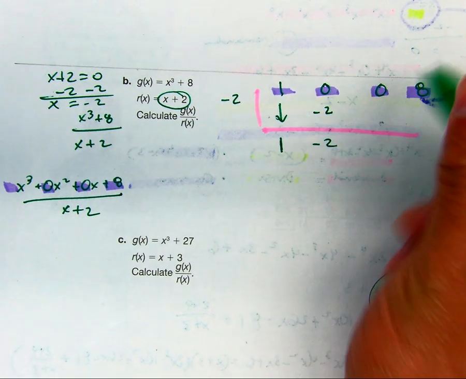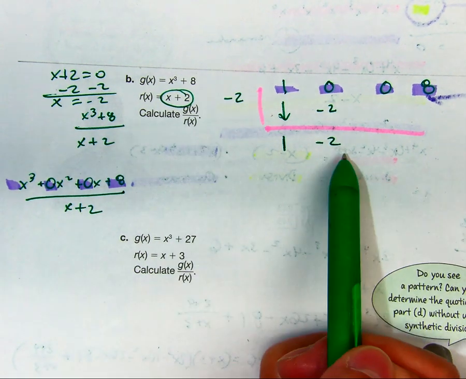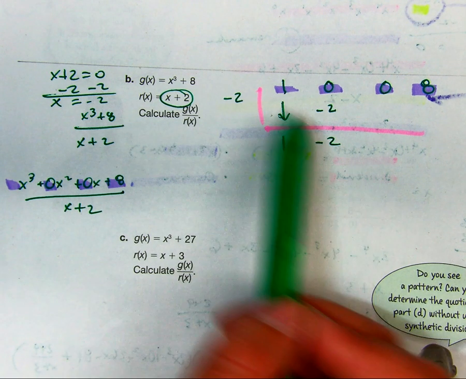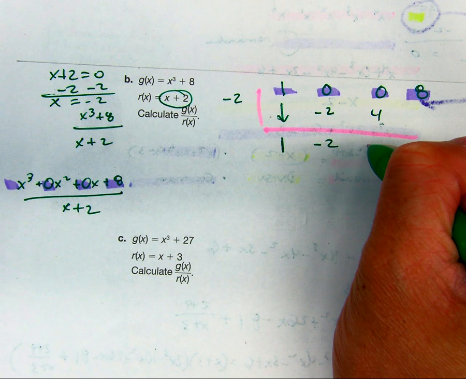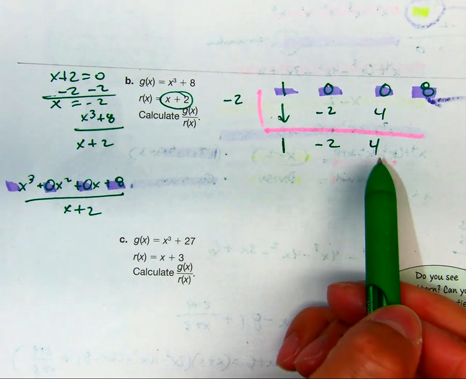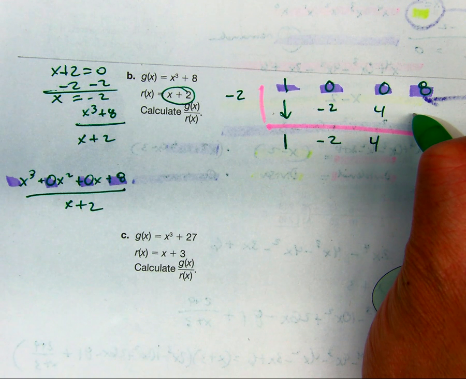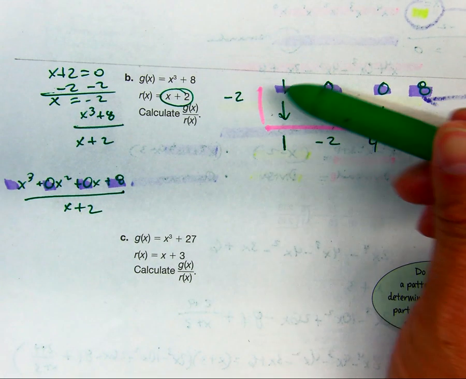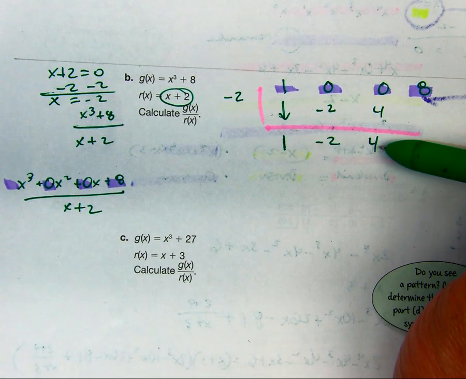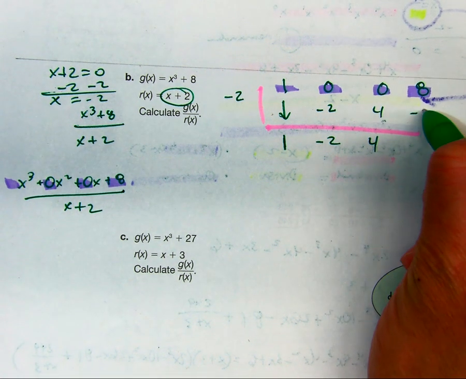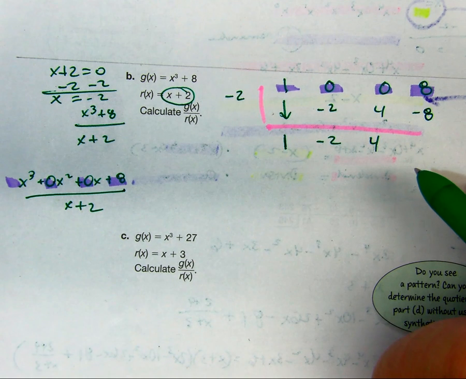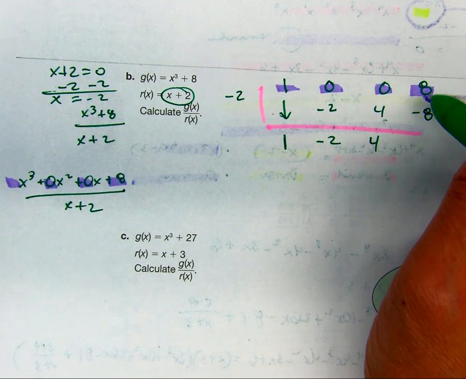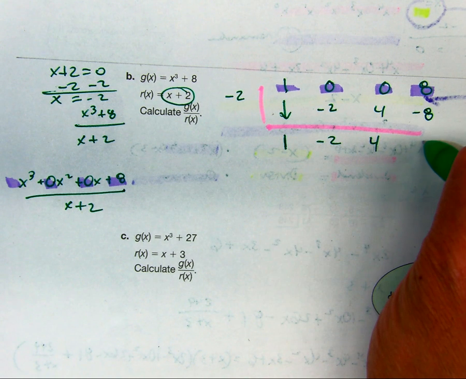Negative 2. And saying if we multiply negative 2 times negative 2, 4. And if I add 0 plus 4, 4. And then if I multiply negative 2 times 4, negative 8, and if you add those two together, you get what? 0. So we're just adding, so 8 minus 8 will give us 0.